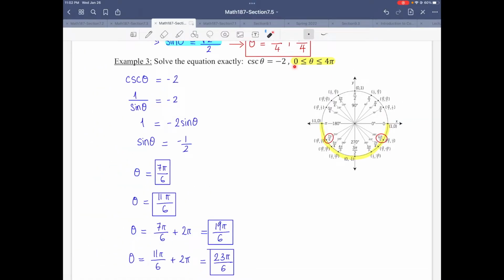In this problem, when theta is in between 0 and 4 pi, I have 4 different solutions. In this question, they asked to have exact solutions, so I will leave my answers like this. I don't put that into a calculator to get decimals. Again, only give decimal answers whenever they ask for it. If they ask for decimals, they will tell you how many decimal places you need to round to.